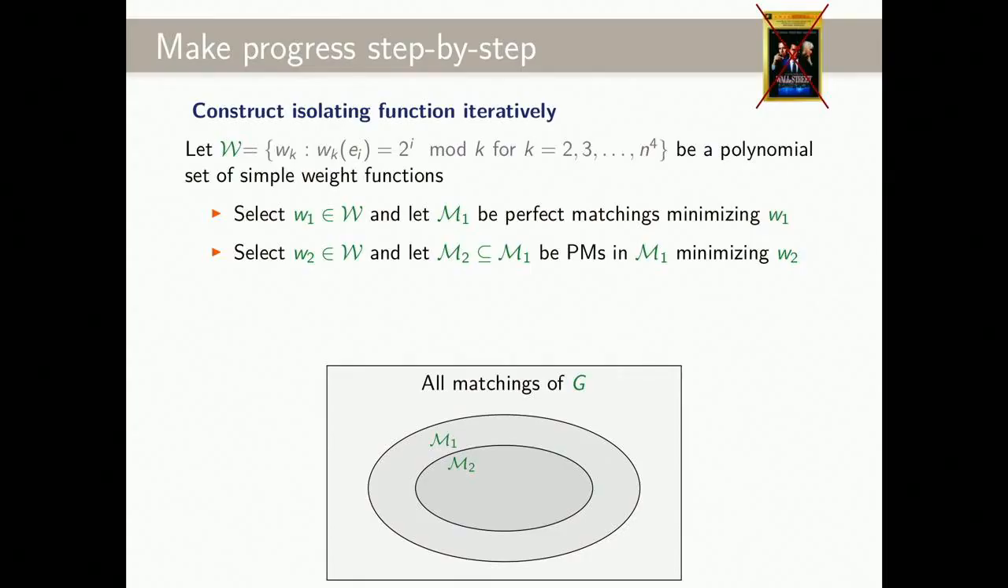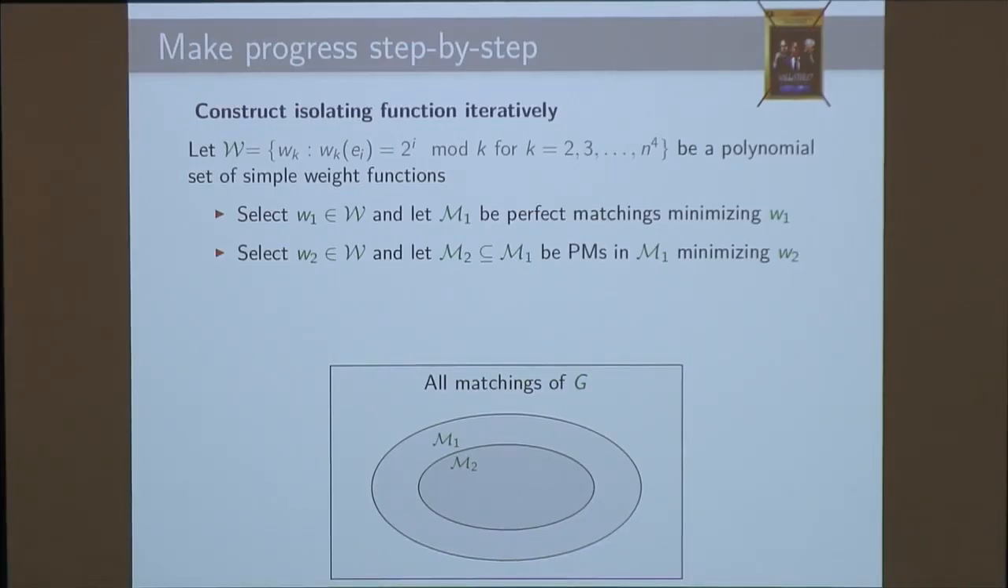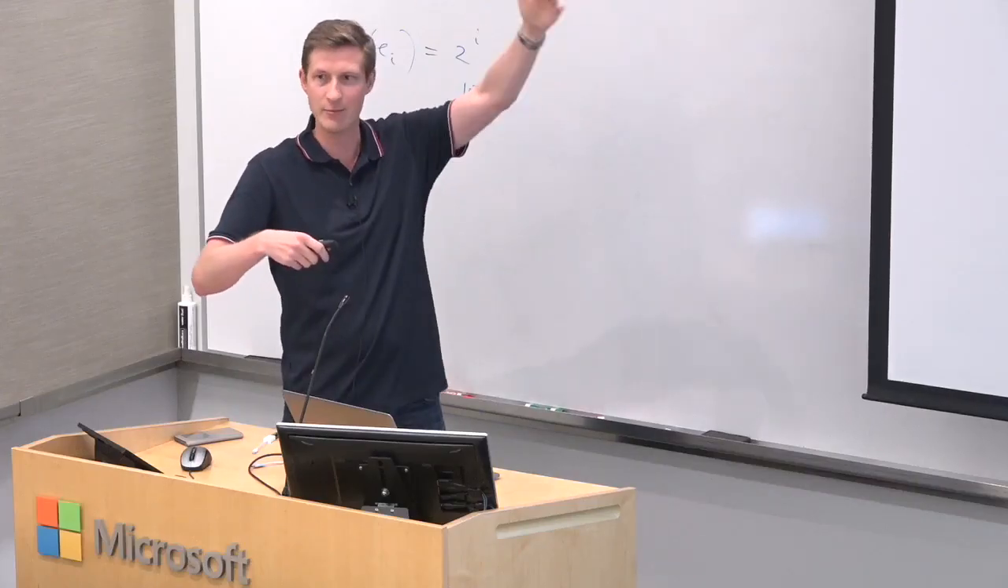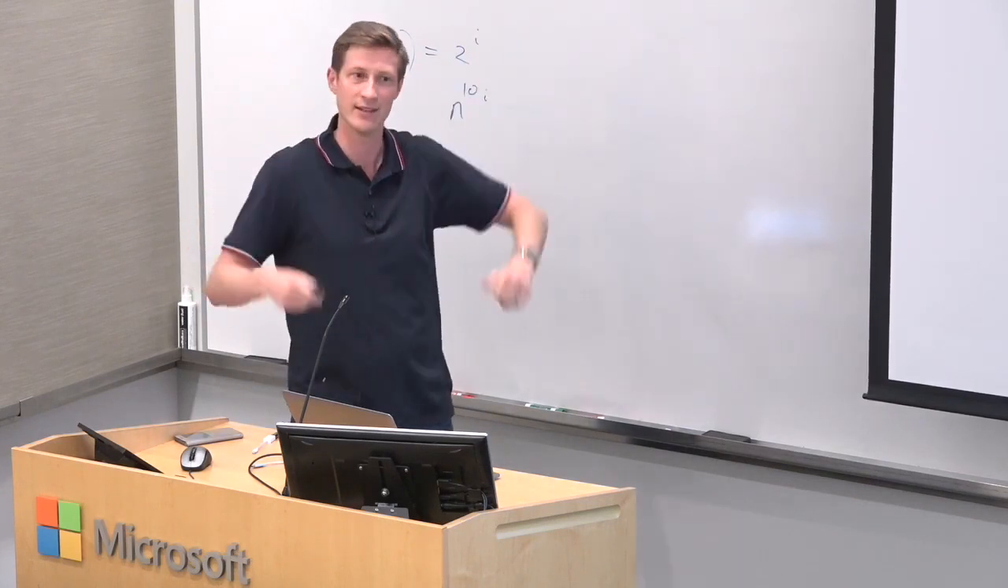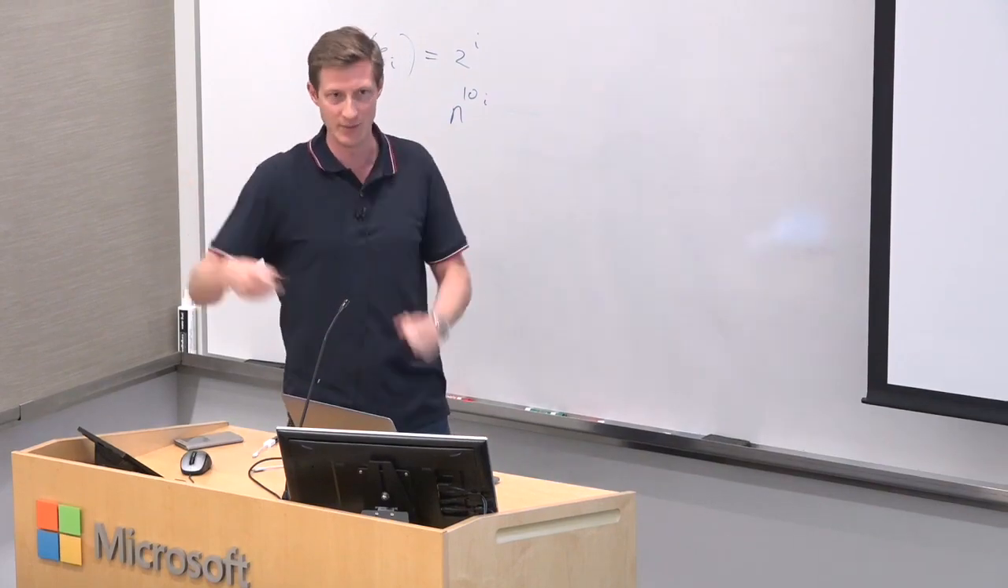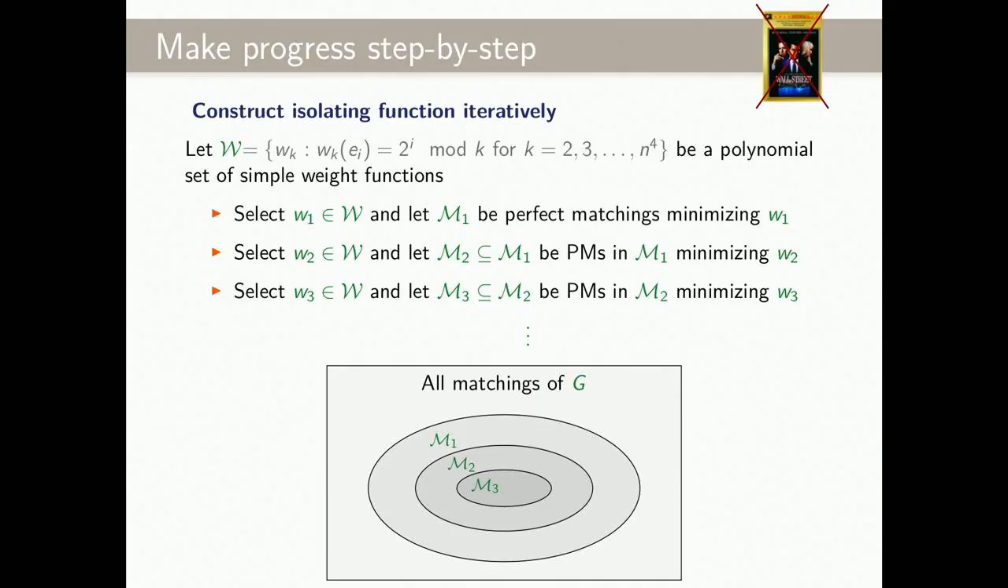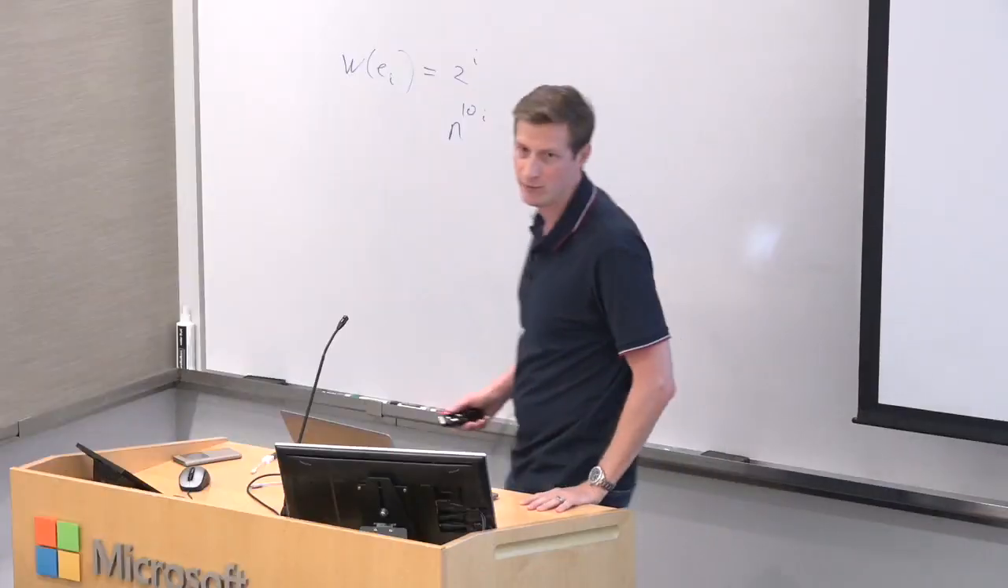Select another weight function from this class of weight functions. Now out of the matchings that minimize W1, let M2 be the ones that minimize W2. Okay? So I get a smaller and smaller set, right? First I have M1 that minimizes W1, now I have M2, a subset of M1, that also minimizes W2. So it's like a lexicographic minimization. Okay, and I continue. Now the question is, how many weight functions do I need to select in order to have a unique perfect matching?